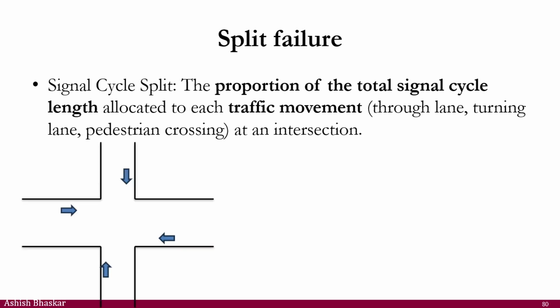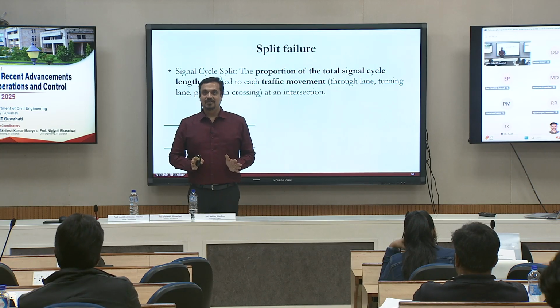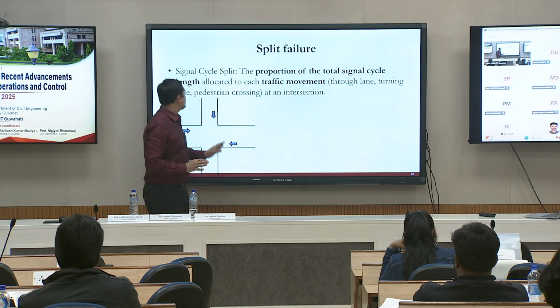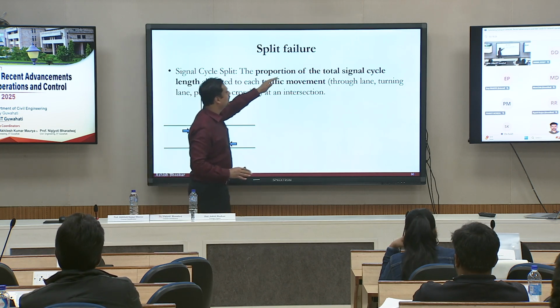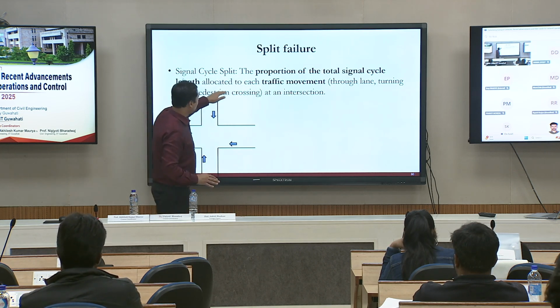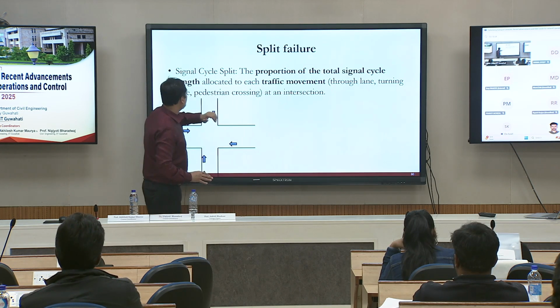Split failure, what is split failure? See, we talked about giving a split. You have your cycle time, you take your expected loss time away, then the amount of green you have on your plate, you split that green to the various phases based on the demand you have. Split failure means the amount of green given to one phase is not sufficient to serve that demand. That's what is meant by split failure.